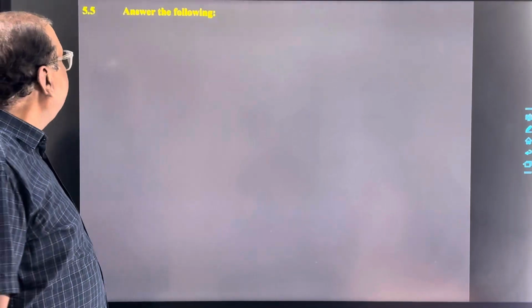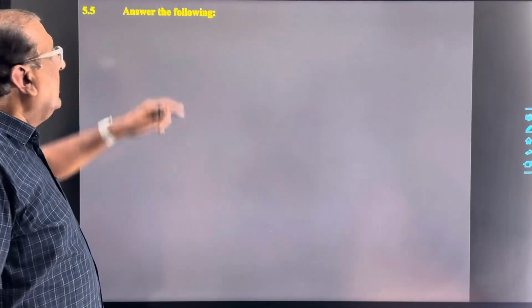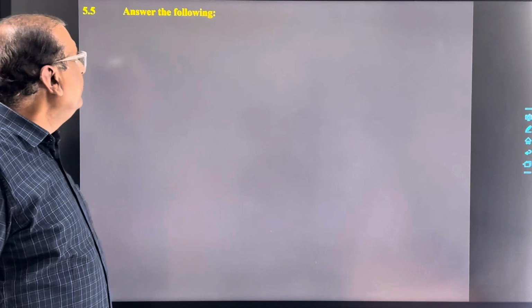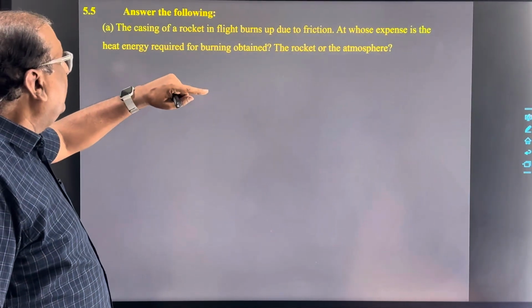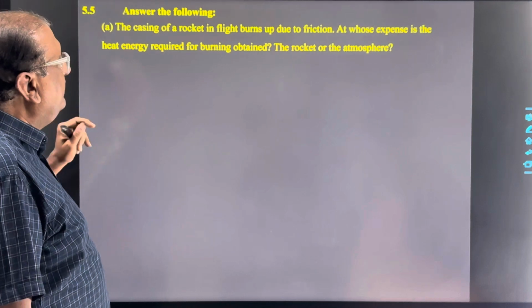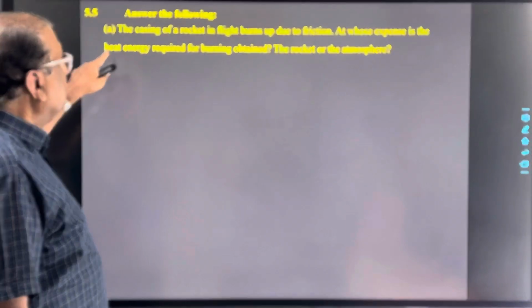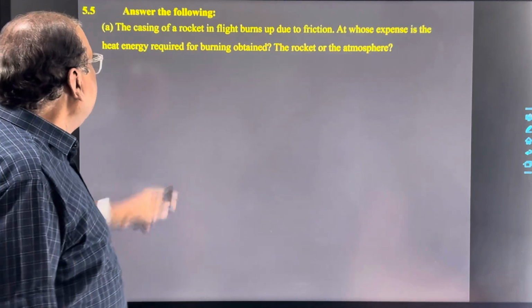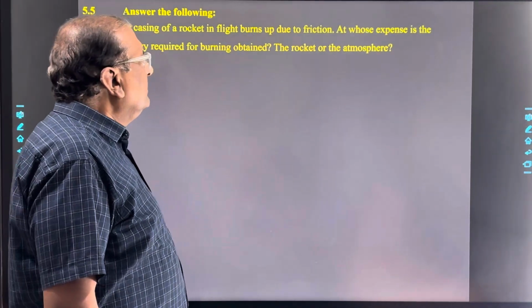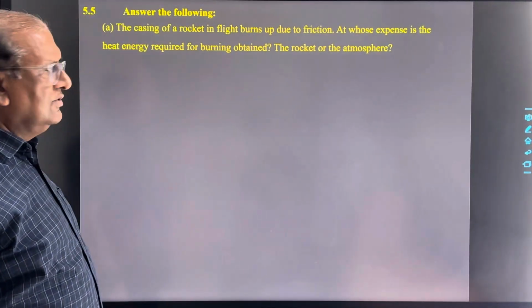Now example 5.5. Answer the following. A. The casing of a rocket in flight burns up due to friction. At whose expense is the heat energy required for burning obtained? The rocket or the atmosphere?